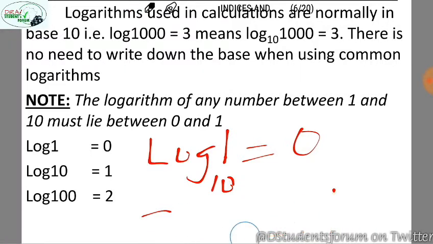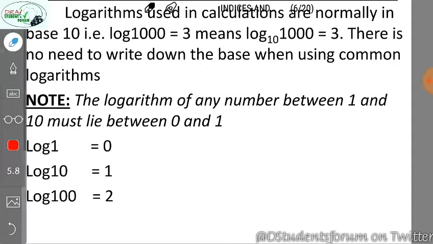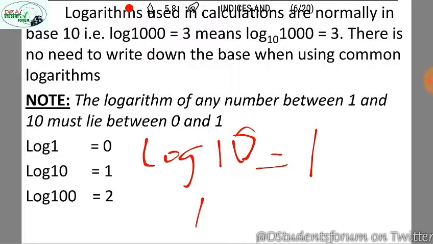Here in the second example, we have log 10 equal to 1. You know that this is a common logarithm. The 10 at the base is not written, so this definitely is the same thing as 10 raised to the power of 1, which is 10 itself. That is 10.